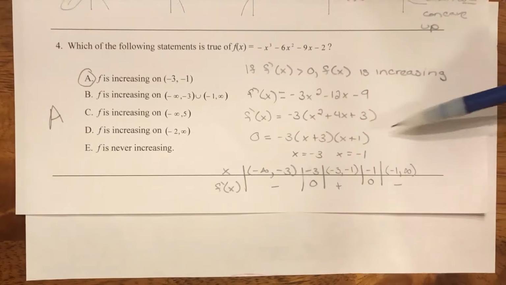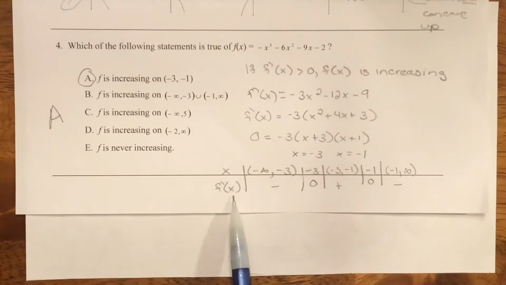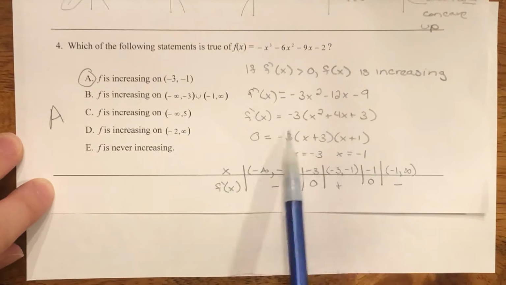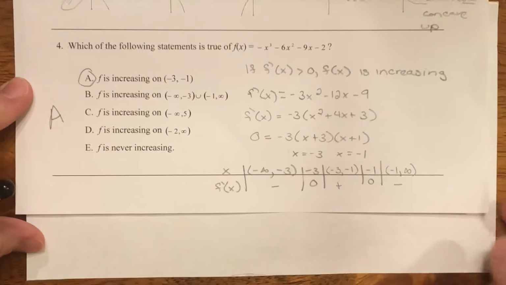So I found the derivative, I factored, found my zeros, and then I made a sign chart. Make sure when you're doing f prime of x here that you're substituting your favorite number in for x. So use this one, or this one, or this one, any of those to figure out if f prime is positive or negative.